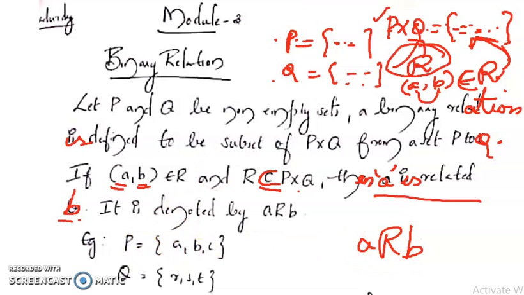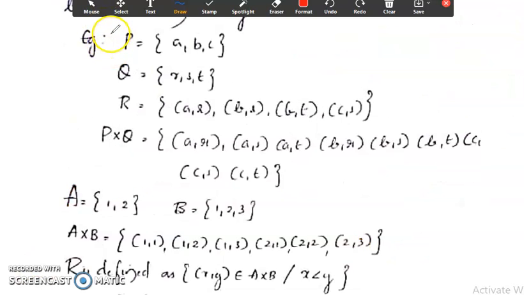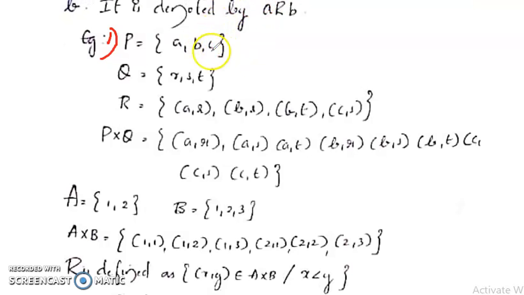So we'll see an example question. Example 1: let P be {a, b, c} and Q be {r, s, t}. The relation R is {(a, r), (b, r), (b, t), (c, s)}. When you look into this, we know P cross Q.